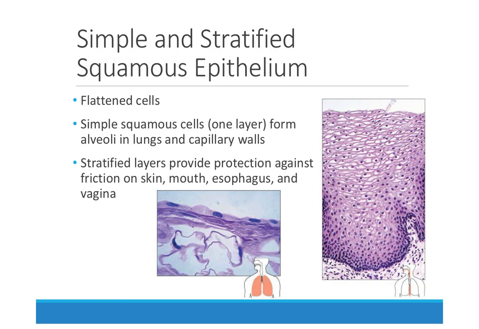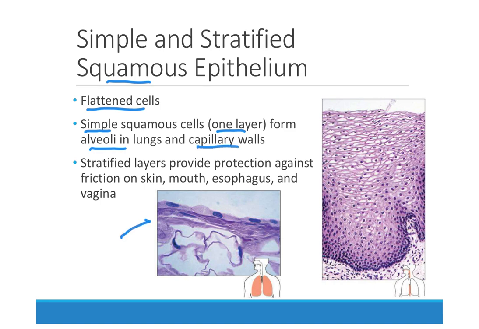I want to start with squamous epithelial tissue. That word kind of sounds like squashed, and these cells are flattened cells. They're kind of like pancakes. Simple squamous cells come in one layer. So simple denotes one layer of cells, and these are the cells that make up the alveoli in the lungs or the capillary walls, those tiniest of blood vessels.